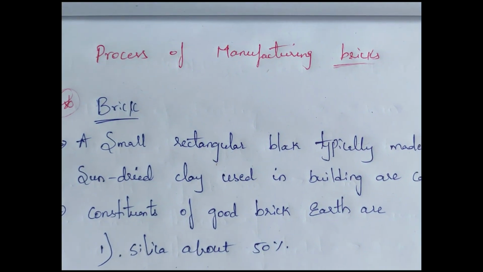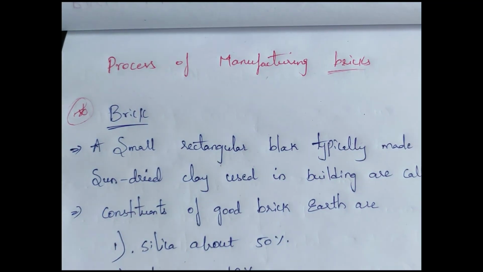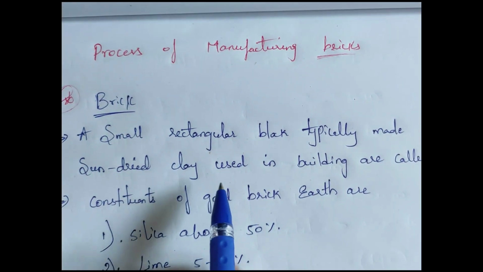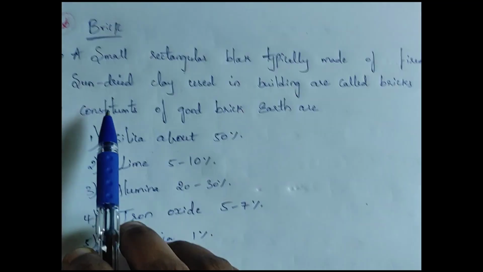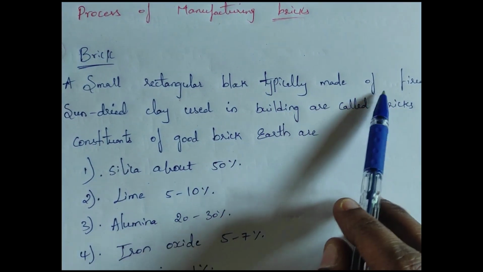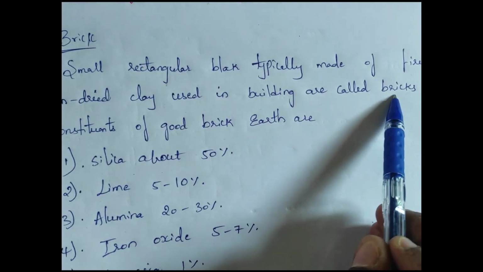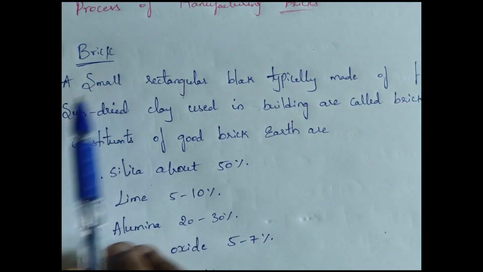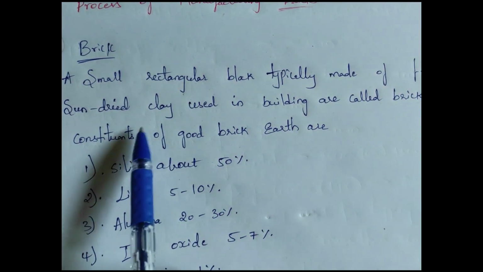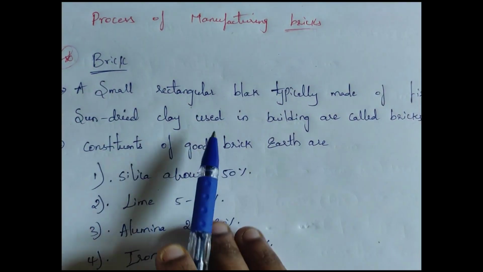Today's lecture is on building materials, that is, the topic is manufacturing process of bricks. Before going to learn this topic, we have to know what a brick actually is. A brick is a small rectangular block typically made of fired or sun-dried clay used in building.